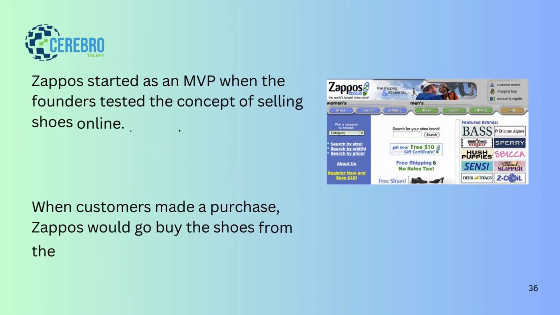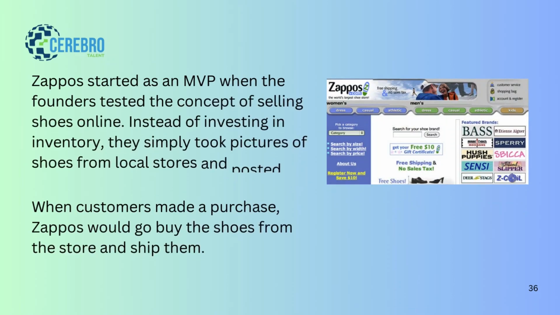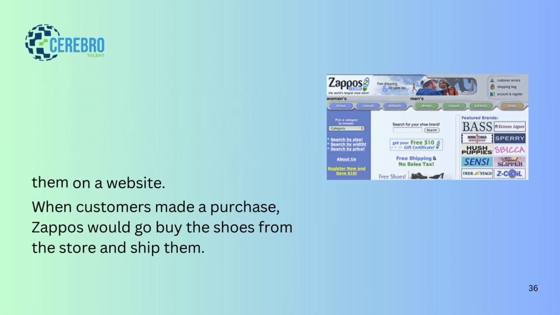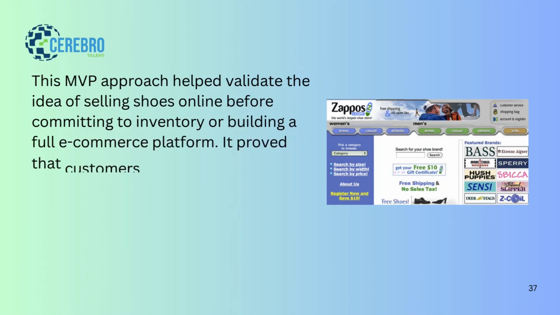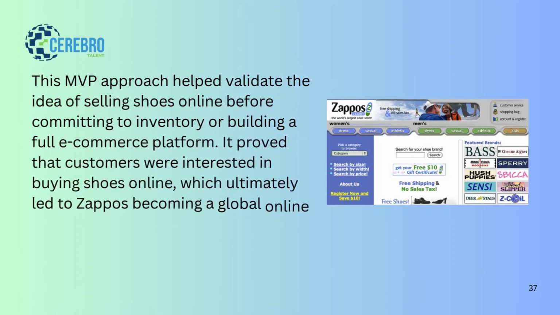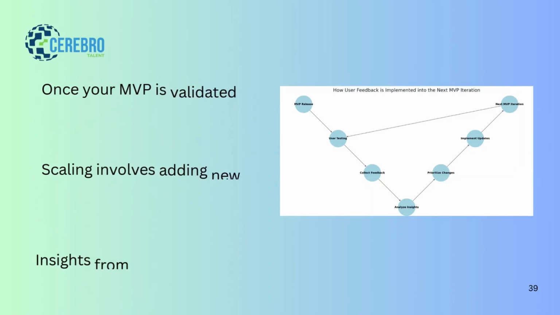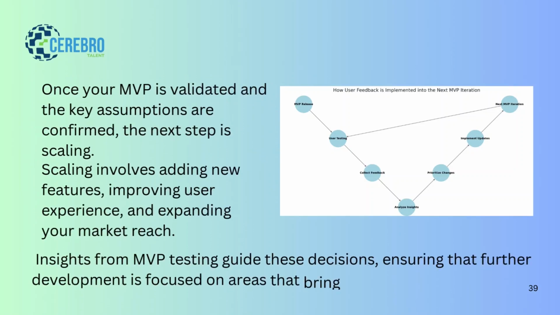Zappos started as an MVP when the founders tested the concept of selling shoes online. Instead of investing in inventory, they simply took pictures of shoes from local stores and posted them on a website. When customers made a purchase, Zappos would buy the shoes from the store and ship them. This MVP approach helped validate the idea of selling shoes online before committing to inventory or building a full e-commerce platform.